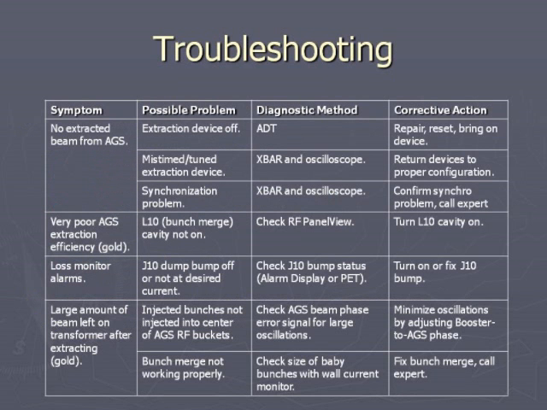So this has the troubleshooting list. I think we talked about most of these things. Some of them came from earlier talks, right? Very poor AGS extraction.